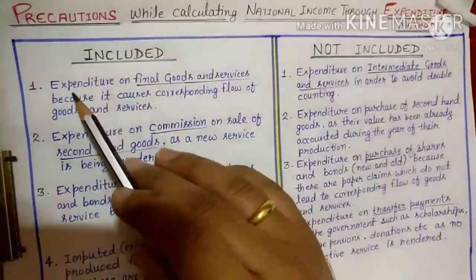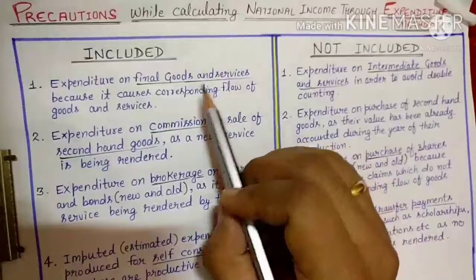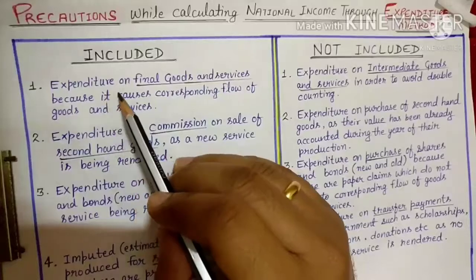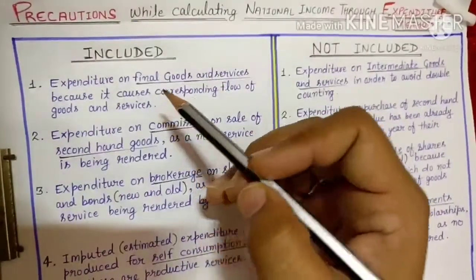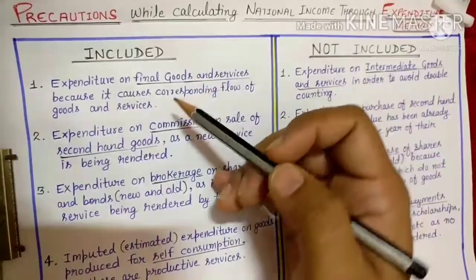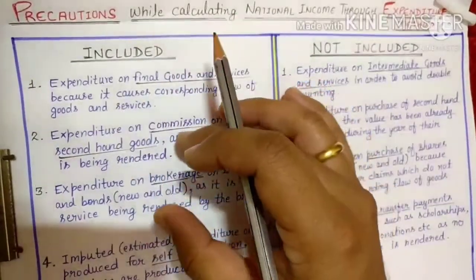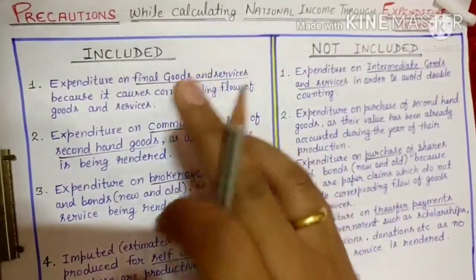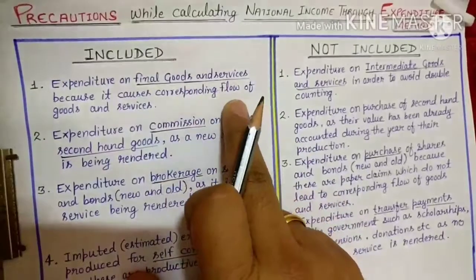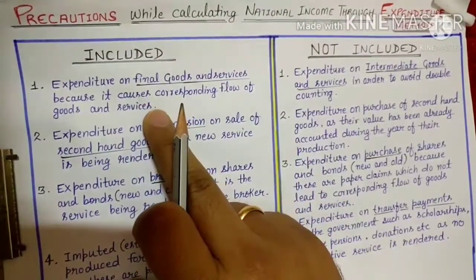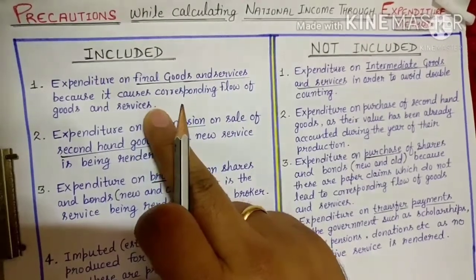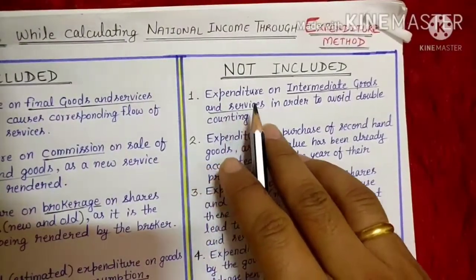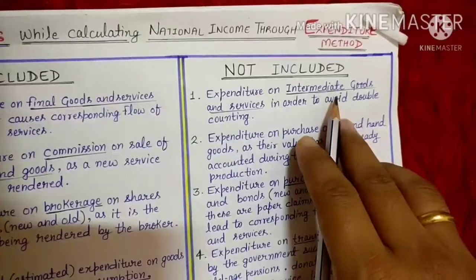First, expenditure on final goods and services, because it causes a corresponding flow of goods and services. We need to include expenditure on final goods. As I already told you, it is also known as the final expenditure method, because we are including only those expenditures which are done on final goods and services. So why final goods? Because it causes a corresponding flow of goods and services. That's why we include final goods. Now what should we not include? We should not include the expenditure we have done on intermediate goods. Now what are intermediate goods?